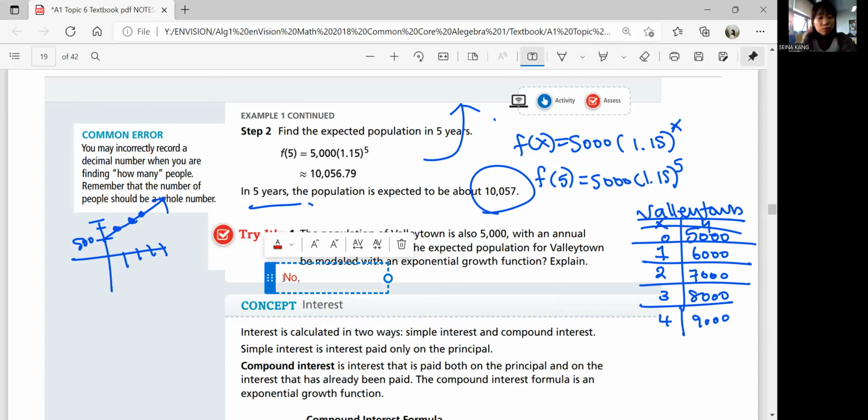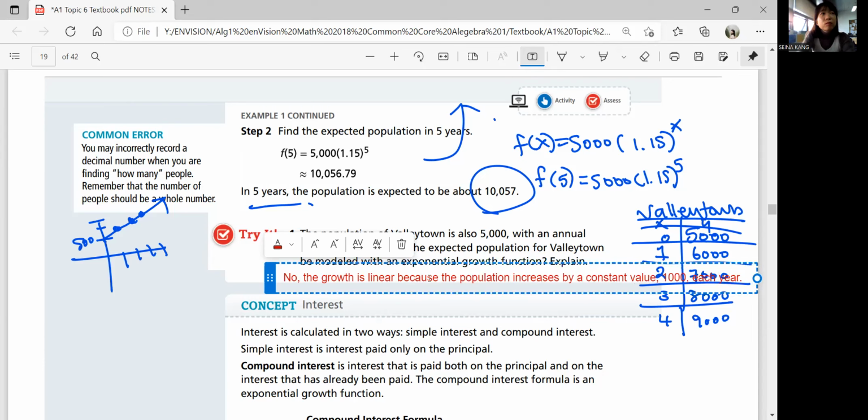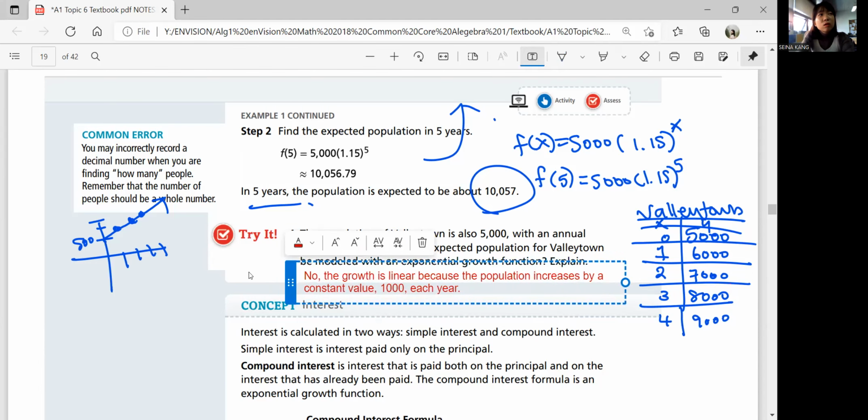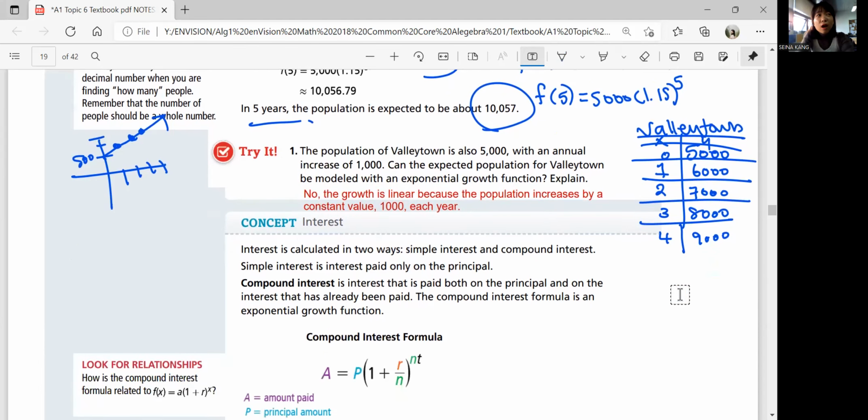So no, the growth is linear because the population increases by a constant value, 1,000 each year. Does that make sense? Yes. Okay, so let's think about this concept.